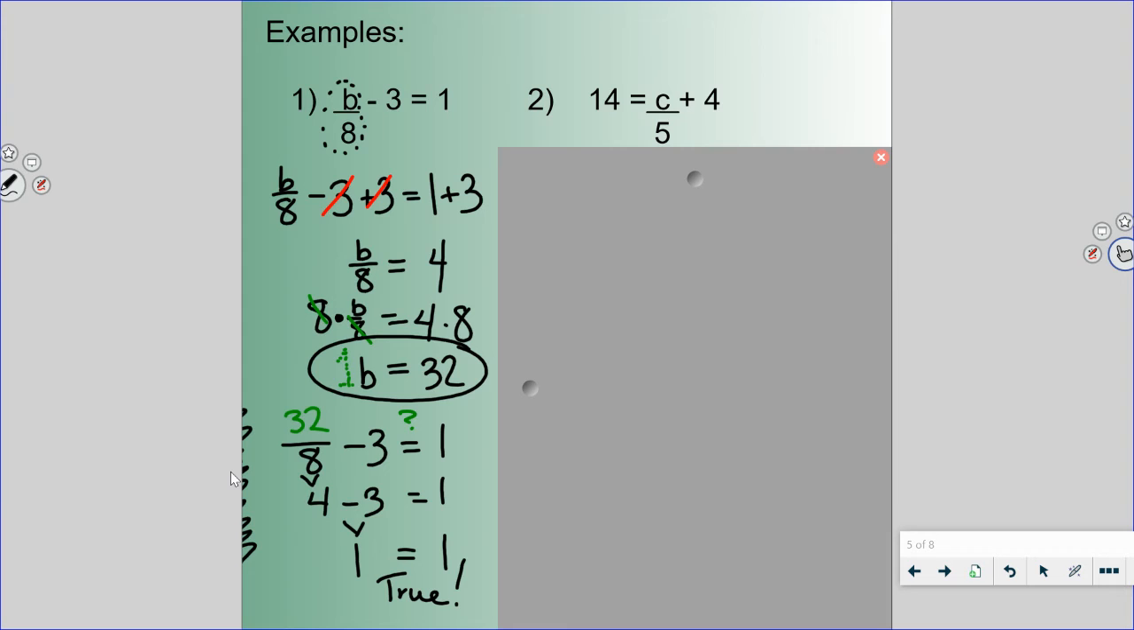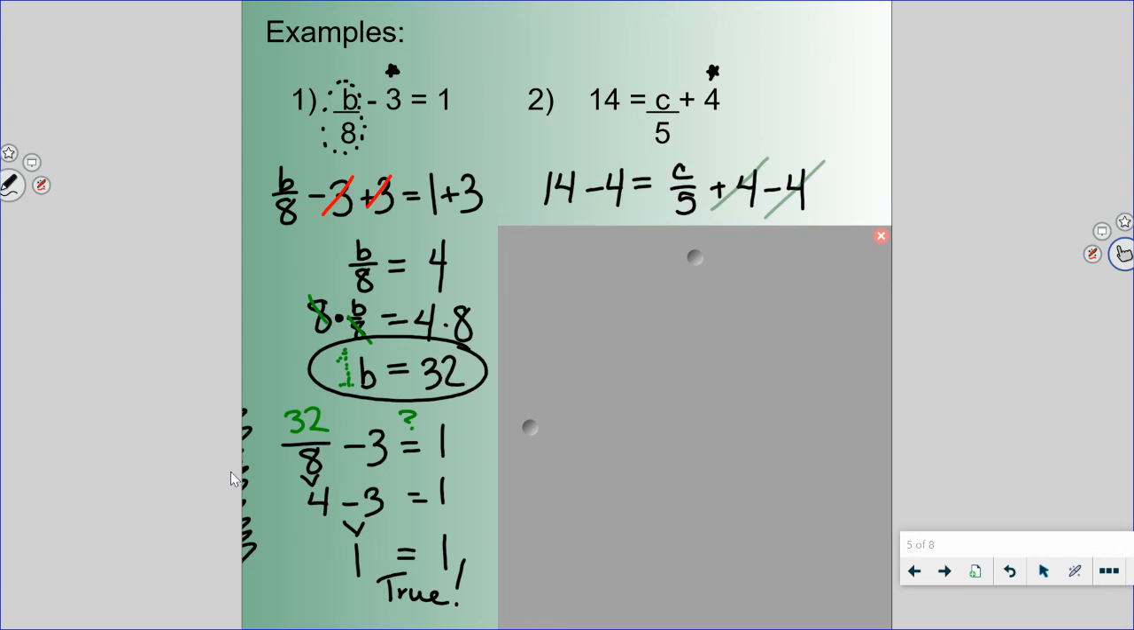Now you see different pieces. Obviously the C is on the right side. That's okay. We're dividing by 5 instead of dividing by 8. We're adding 4 instead of subtracting 3, but that's okay. We're still going to get rid of that constant term first. So the first thing we'll do is subtract 4 from both sides.